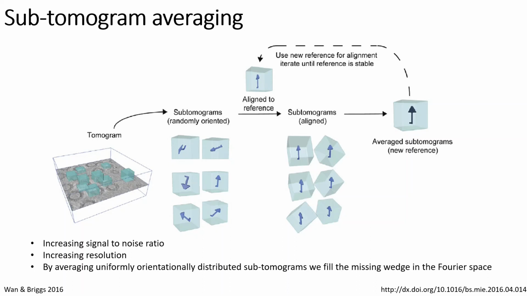We are in fact boxing out our areas of interest as subvolumes from the tomograms, so-called sub-tomograms, and then we find the correct orientation of these sub-tomograms and average them together. This, however, has some specificities that we will discuss now. By averaging, we always increase the signal-to-noise ratio, and of course we can increase the resolution as well. Yet we need to be aware that every single sub-tomogram suffers from the missing wedge artifact in Fourier space.